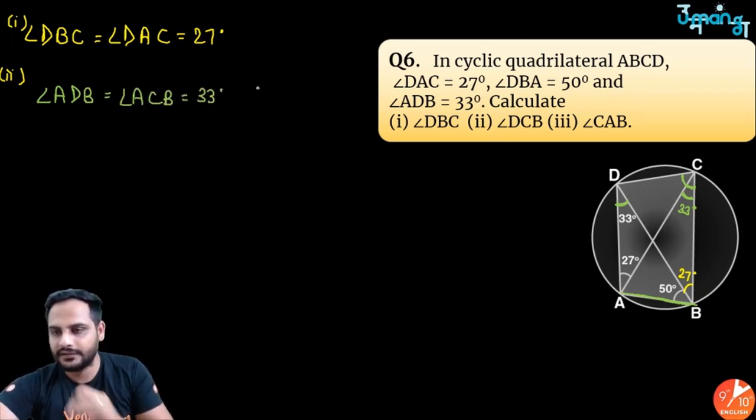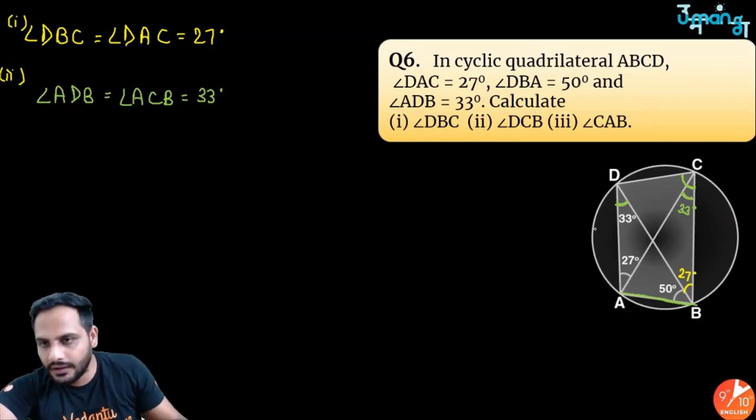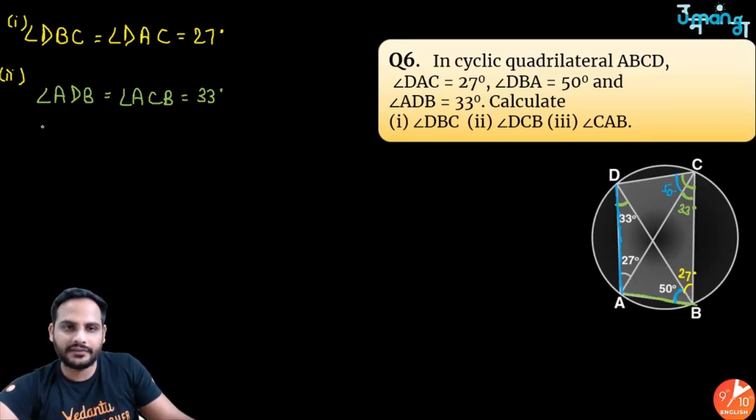Okay sir. Second part, if I take this AD as a chord, then the angle subtended over here, angle ABD, which is 50 degrees, this angle will also be equal. Angle ACD will also be 50 degrees. So I can say angle ABD is equal to angle ACD, which is equal to 50 degrees.